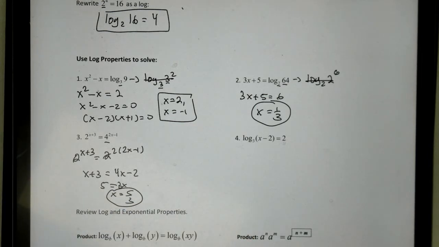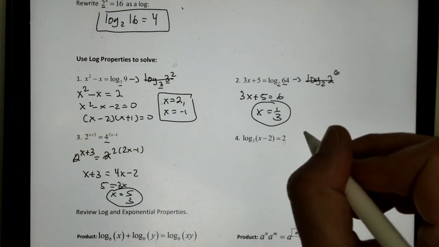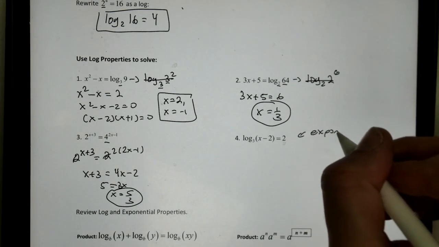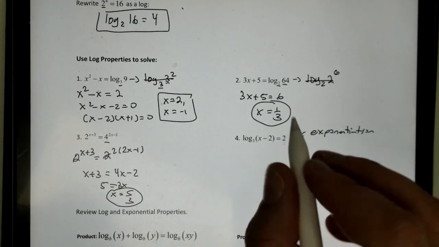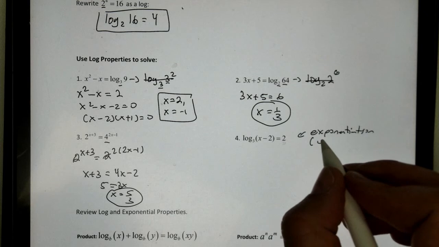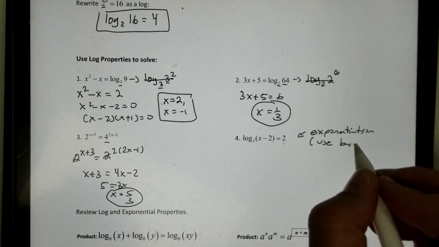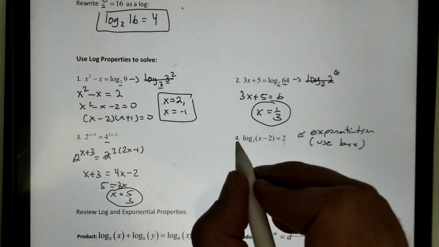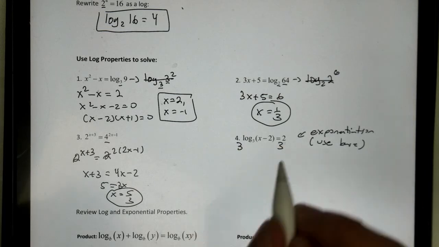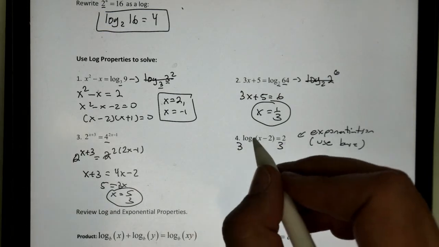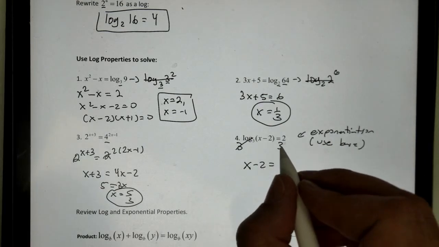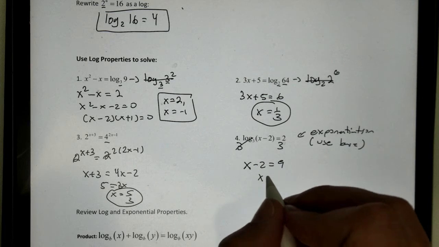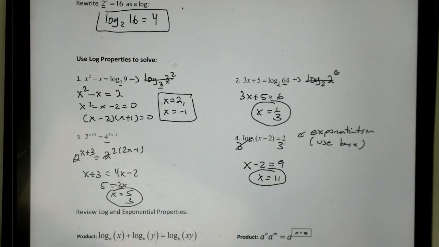All right, for number 4, we're going to use that little trick we talked about the other day. Exponentiation is just a cool word to say. Exponentiation. Remember, this is where we use the base to get rid of the log. My base here is 3, so I'm going to make both sides an exponent. These bases are the same, they cancel, and we're left with x minus 2 equals 3 squared, which is just 9, so I can solve it. I get 11. And there we go. That's just basic log stuff.